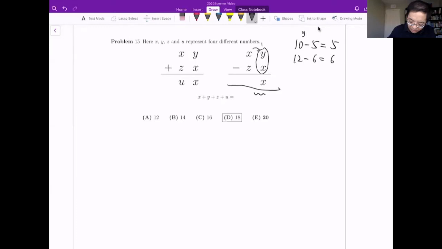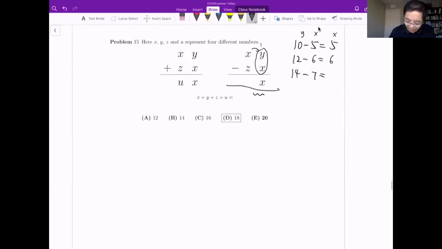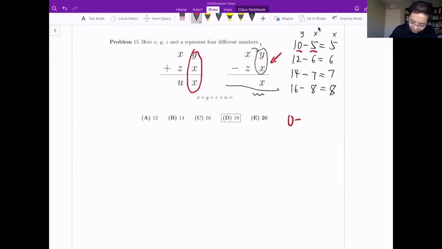So this is, let's say, y, and this is x. Or you can have 14 minus 7, you get 7, or 16 minus 8, you get 8. That's what you can do for this part. But meanwhile, you also need y plus x to give x in terms of the unit digits. Then if you look at the combination, 0 plus 5 is indeed 5, but 2 plus 6 is not, this is 8. 4 plus 7 will end up with 1, and 6 plus 8 will end up with 4.